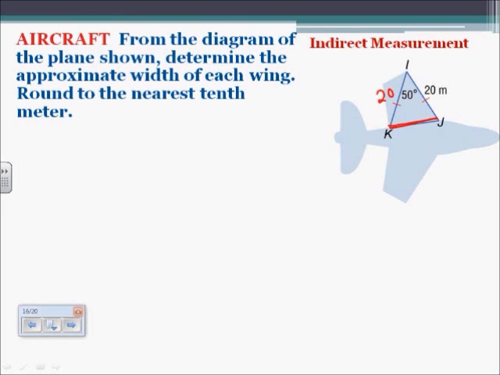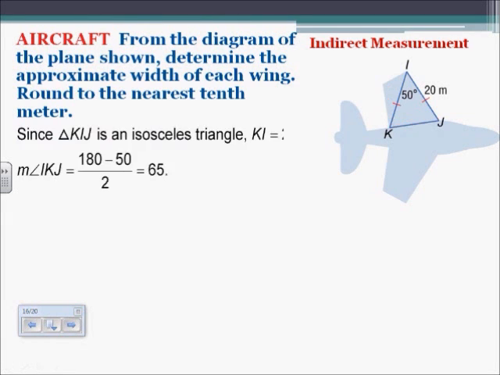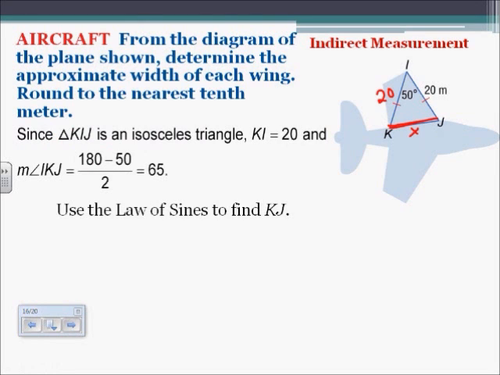And if we put a variable there, we'll call it x, we could probably use the law of cosines to solve. So given that information, we know that KIJ is an isosceles triangle, so KI is equal to 20, and then the two angle measures have to be the same. So if this is 50, we can divide and show that both of these are 65, and that'll help us out significantly.